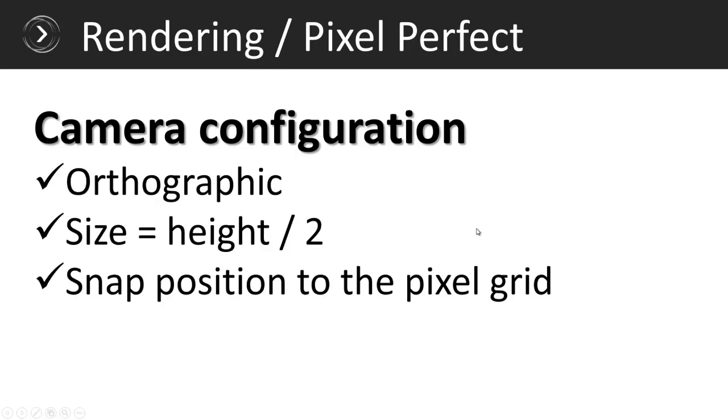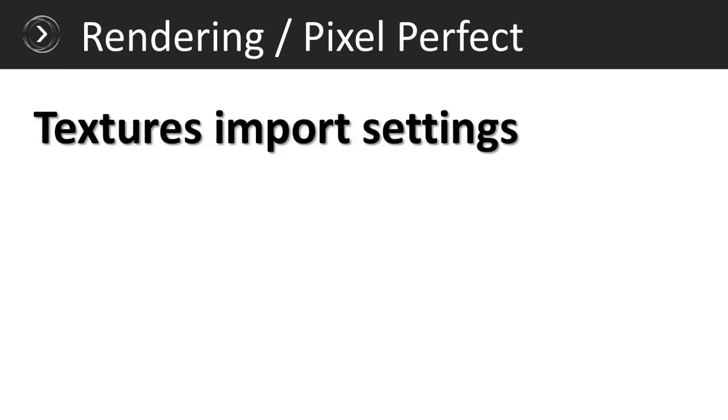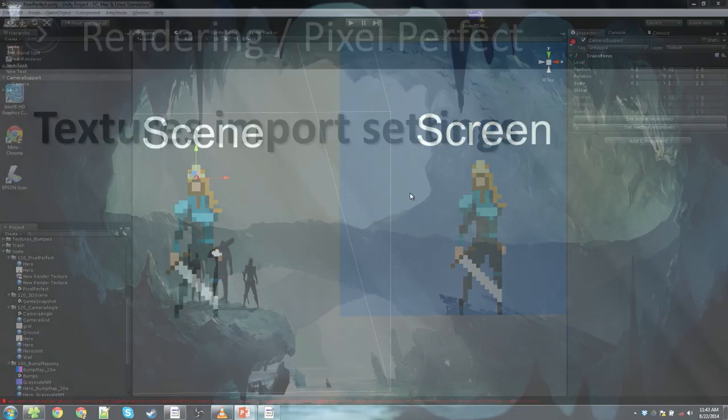So that's what we need to have on the camera. Orthographic projection, size set to half the height of the screen, and snap the position of the camera to the pixel grid. The other thing to configure in Unity is the texture import settings.